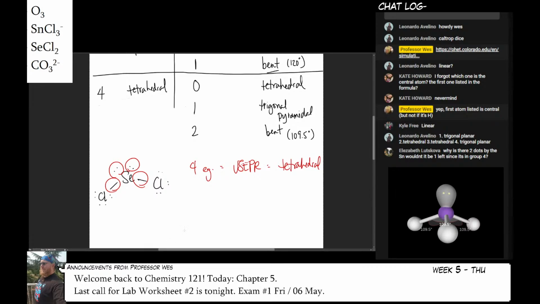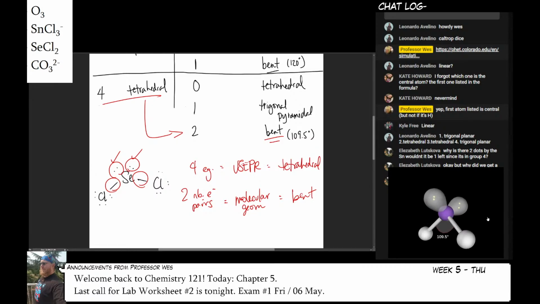Where am I on my slide? There we go. Okay. So I've got 4 electron groups, but around this, 2 of them are electron pairs. So 2 non-bonding electron pairs. So the molecular geometry of this would be bent. And so how do we get that shape in here? If I take one of these away and put this in there, there's our bent.